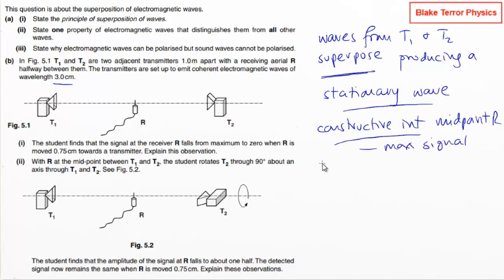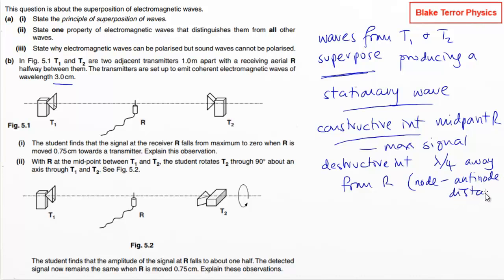Then we can say that we're going to get destructive interference, another key term, and that is going to be a quarter of a wavelength away from R, because that's our node to antinode distance. And then they've given us the wavelength, haven't they? Wavelength is 3 centimeters, so a quarter of 3. So 3 divided by 4 equals 0.75 centimeters. So just put a little calculation in at the end.